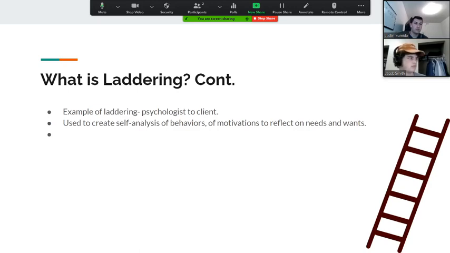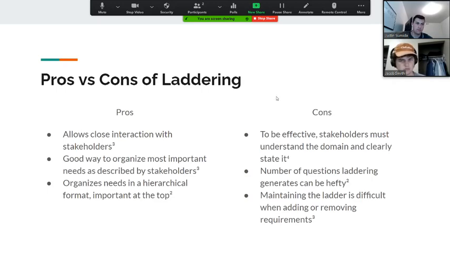Laddering is also used to create a self-analysis of behaviors and of motivations to reflect on the needs and wants. The whole idea of laddering circles around self-analysis. And as with any other elicitation technique that we will learn, there are its benefits and its downsides. Some of the pros of this technique are the following.